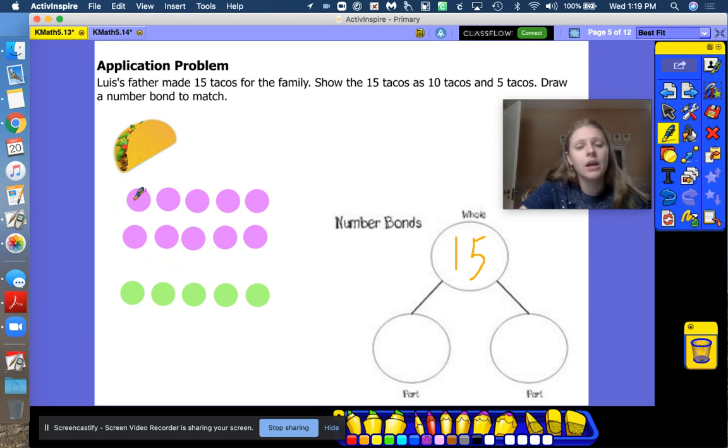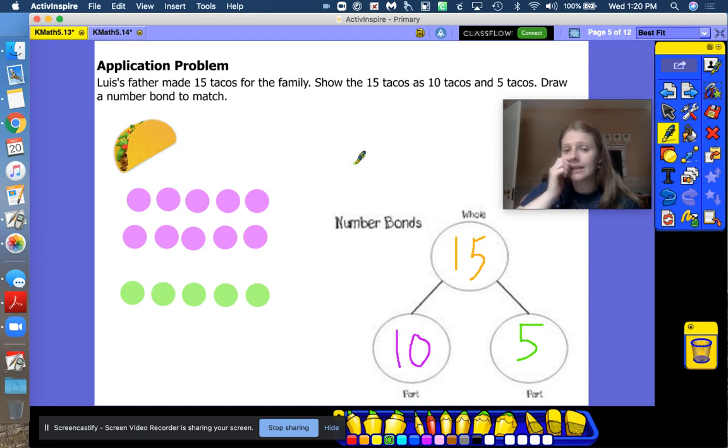So I've got my color, I've got my 10 purple tacos. That's silly. I wonder what they would taste like. And how many green tacos do I have? Bet those taste like guacamole. 10, 5. Good. 10, 5 makes 15.